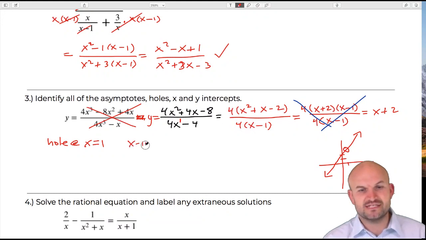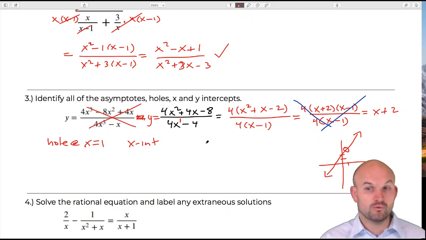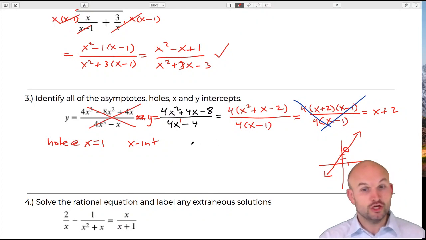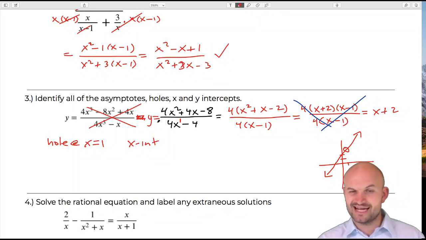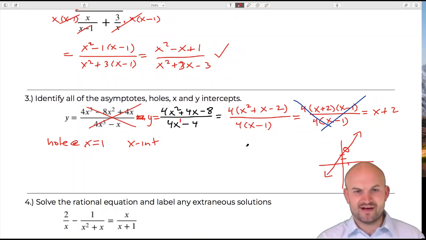As far as my x-intercepts go, x-intercept, remember, is when y is equal to 0, or what we learned is when basically the numerator is equal to 0. Well, you could plug in y equals 0, or set this numerator equal to 0. That's kind of a lot, then you had to do the factoring. But in reality, guys, this all gets simplified. This equation got simplified to y equals x plus 2. So why don't you just plug 0 in for y here?